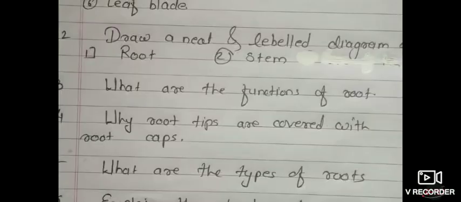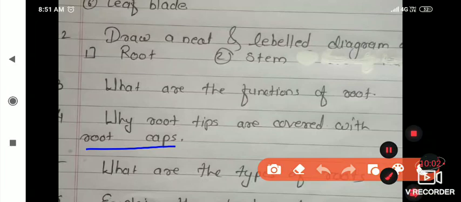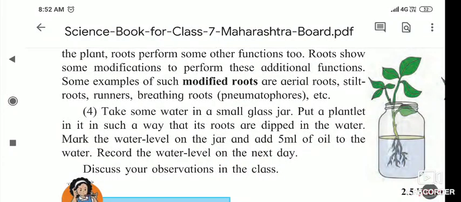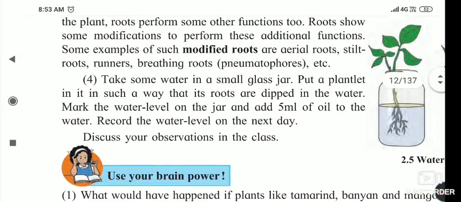Question number 4: why are root tips covered with root caps? So we will see where the answer to this question is. As I told you, it is an open book test, so you have to refer to the textbook. Whenever you are solving the test, you have to first read the whole lesson properly, underline the main points, and then start to solve the test.